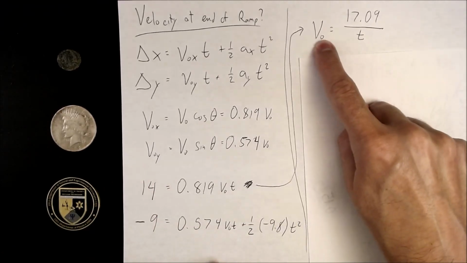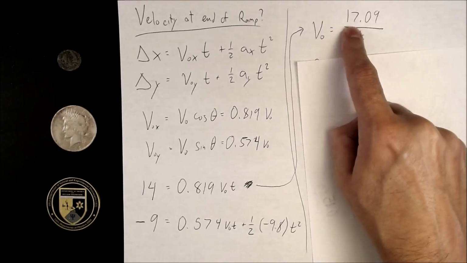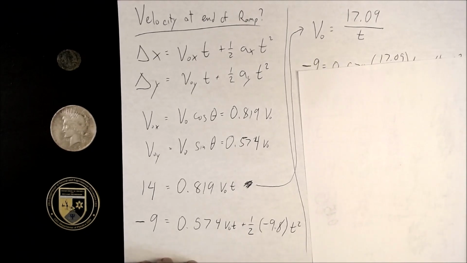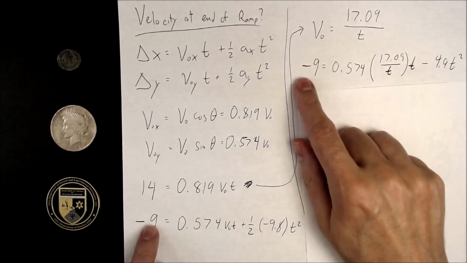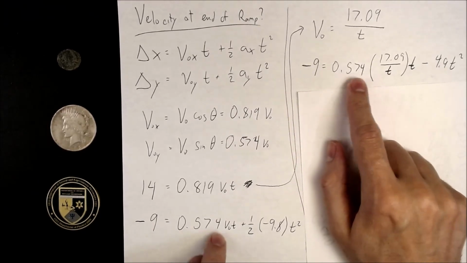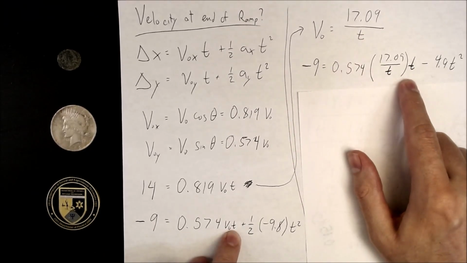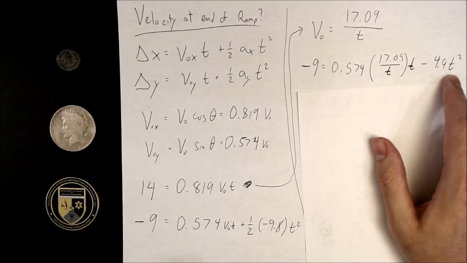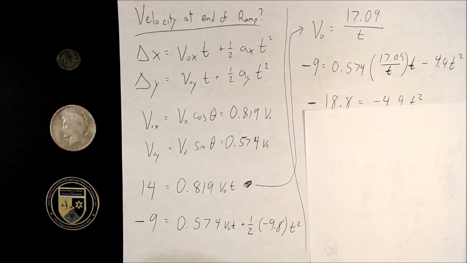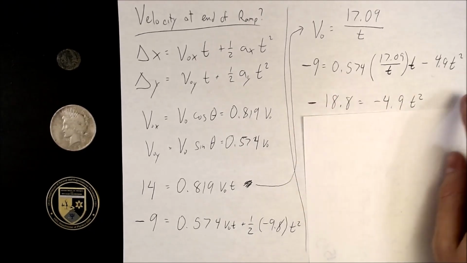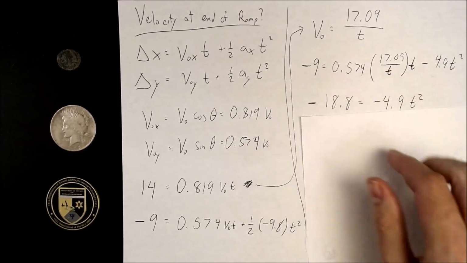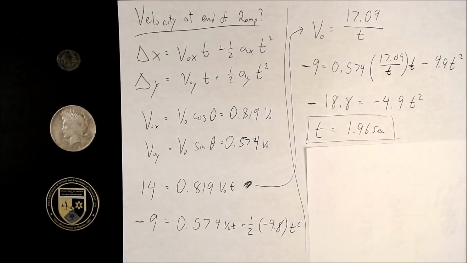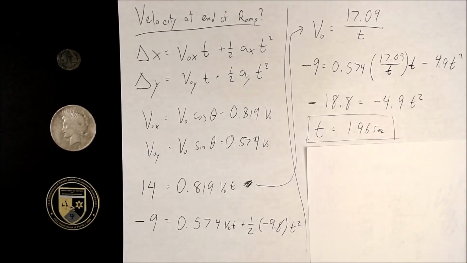I can take that v naught, plug that in right there for that v naught, and I get that -9 is equal to 0.574 times v naught times t minus 1/2 times -9.8 times t squared. Those t's cancel out, and I do the math, and I take that, put it over there. -18.8 is equal to -4.9 t squared. Solve for t. T is 1.96 seconds.